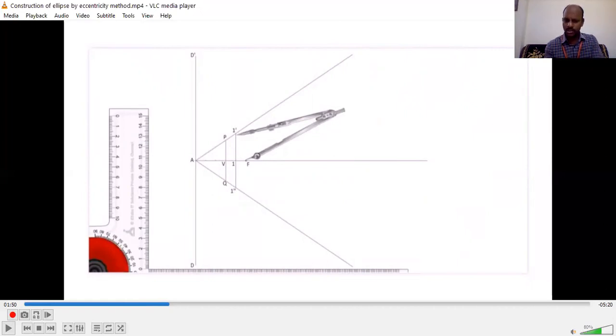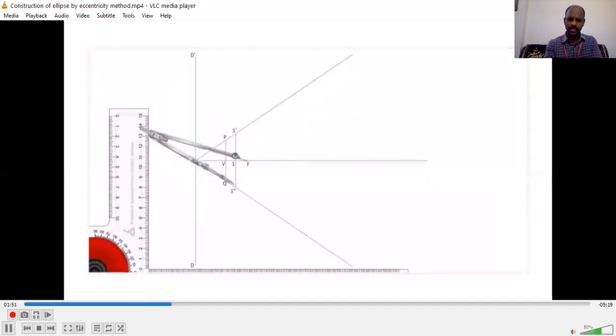First, what to do next is you take your compass and measure the distance from 1 to 1 dash. The center is always focus with your compass. Take the distance from 1 to 1 dash, and cut this vertical line, 1 dash and 1 double dash line, above the axis and below the axis. That means you have got one arc here and one more arc here. I will call this point P1 and this point Q1.